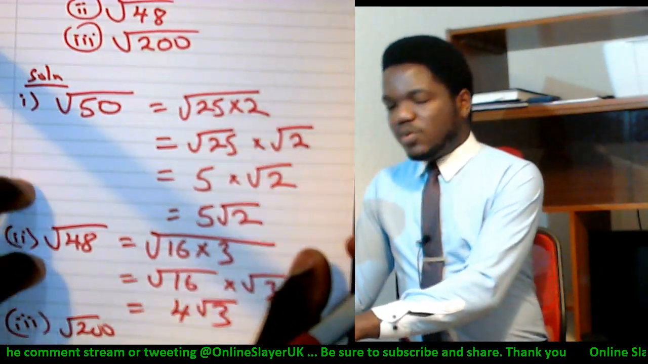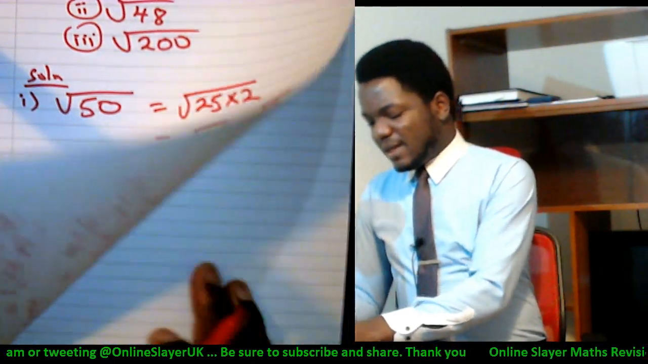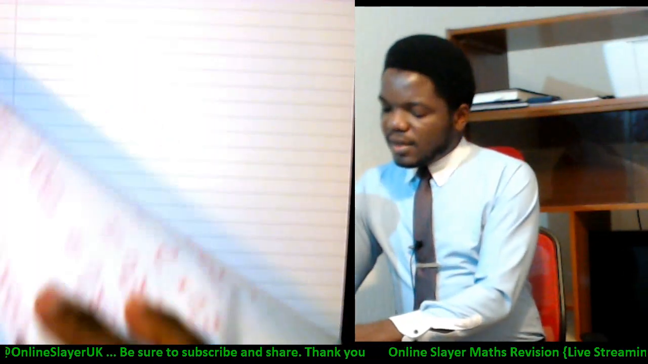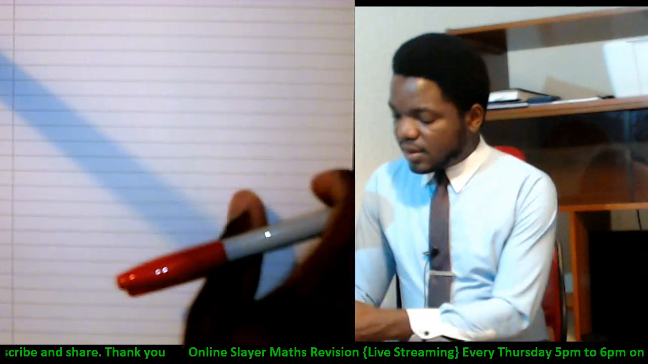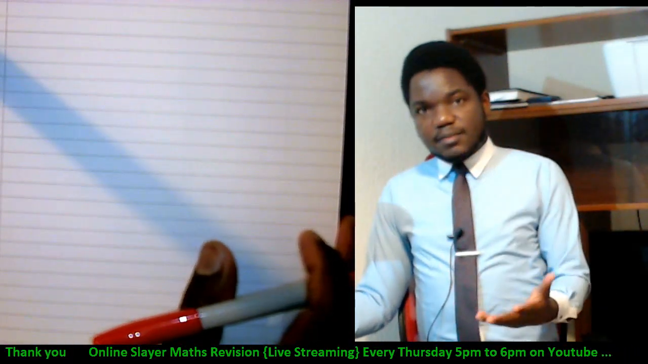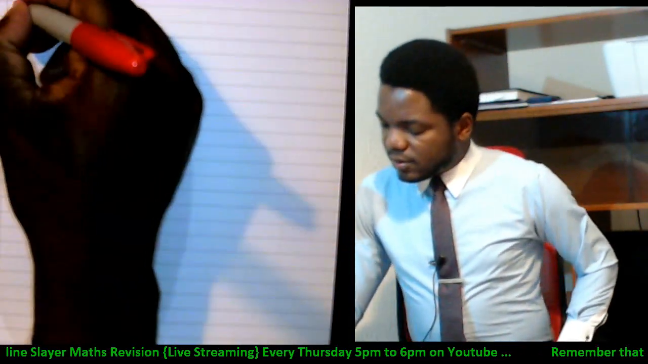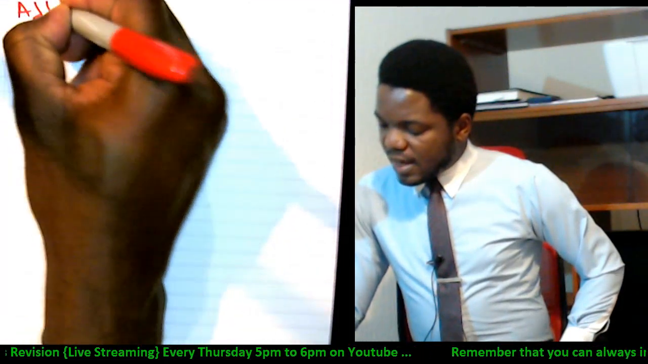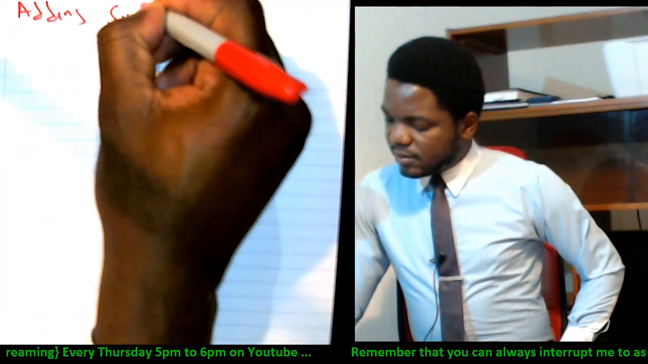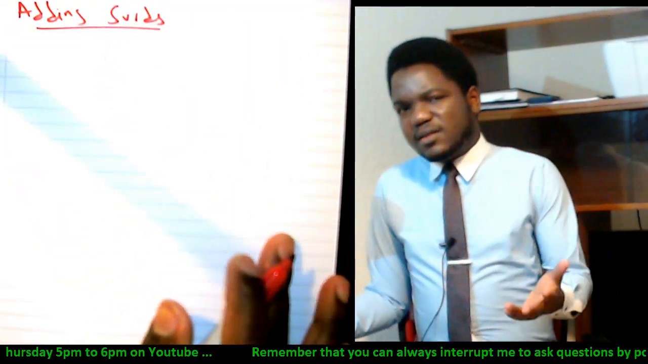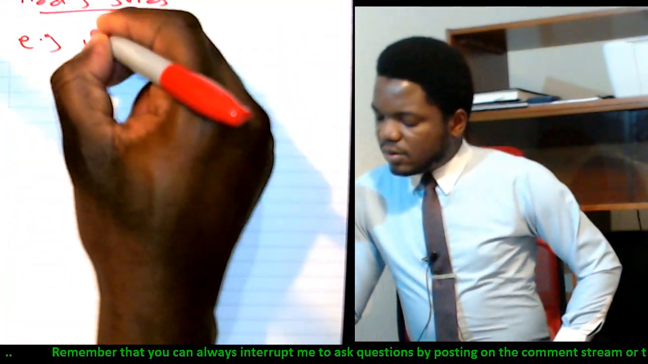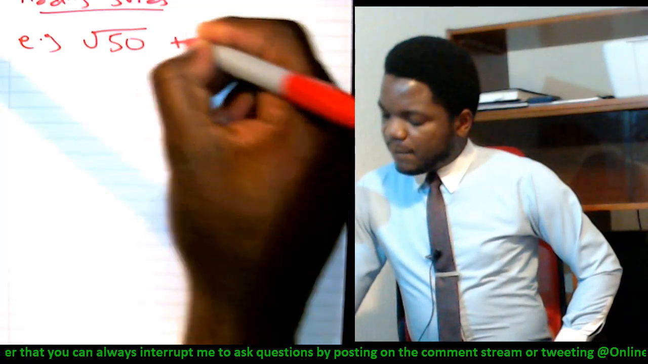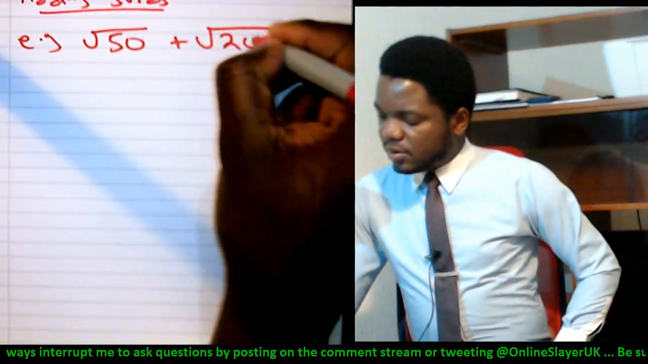But what then do we want to do with this? What do we want to gain out of this? At times the question is not just to simplify one of them. The question might be to add them together. So how do we add surds? Well, how do we add in surd form? E.g., you've got square root of 50 plus square root of 200.